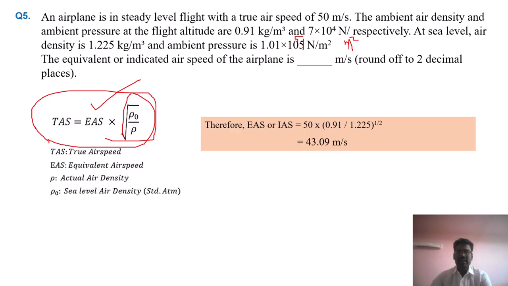So the TAS value is given in the problem, that is 50 meters per second. Then rho, the density value at the altitude, is 0.91. The rho naught value is 1.225. Then power 1 by 2. So the equivalent airspeed or indicated airspeed value is 43.09 meters per second. This is the simple formula we can apply here to find the equivalent airspeed or indicated airspeed. So the answer is 43.09 meters per second.